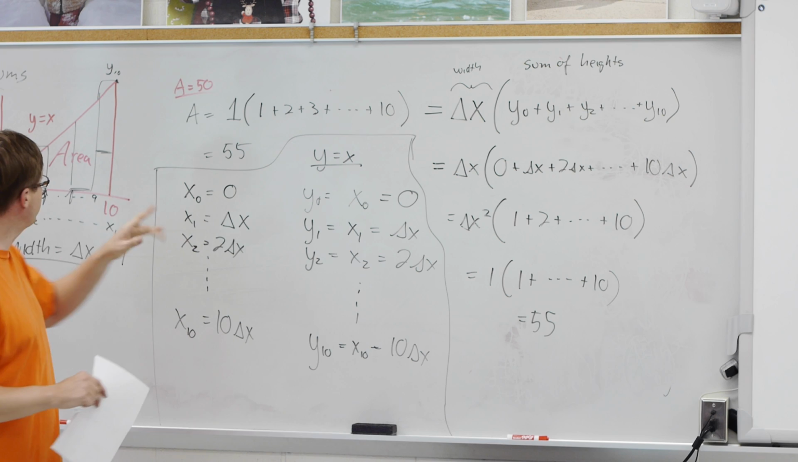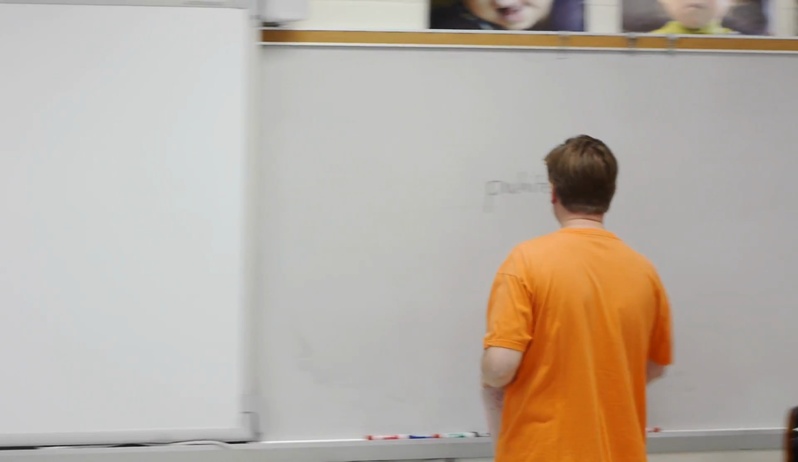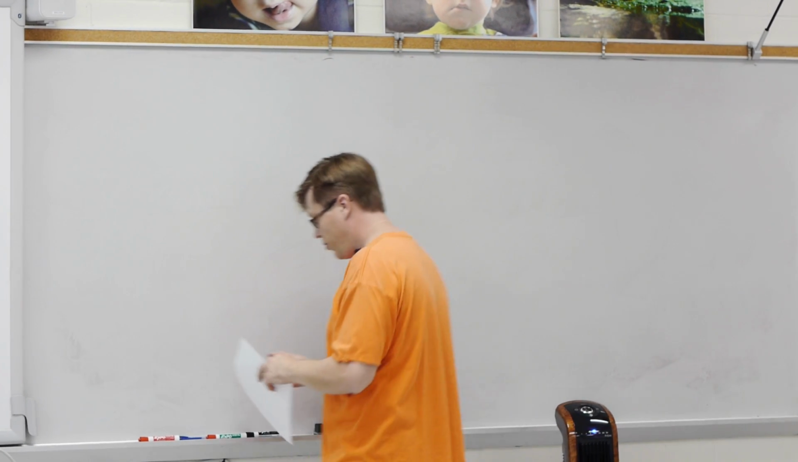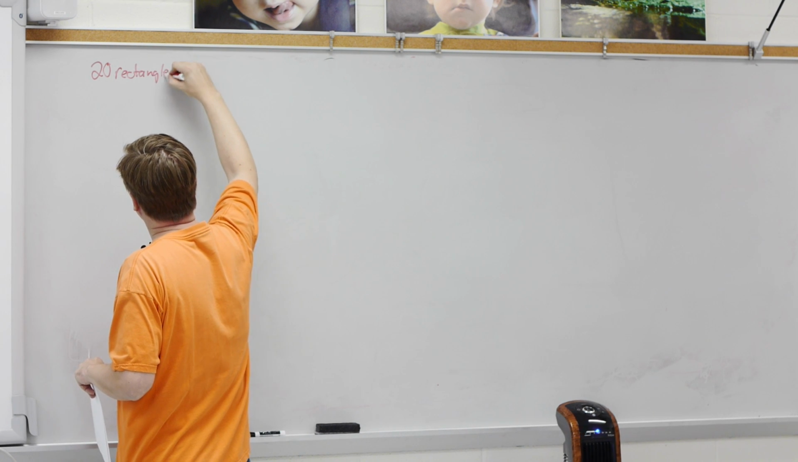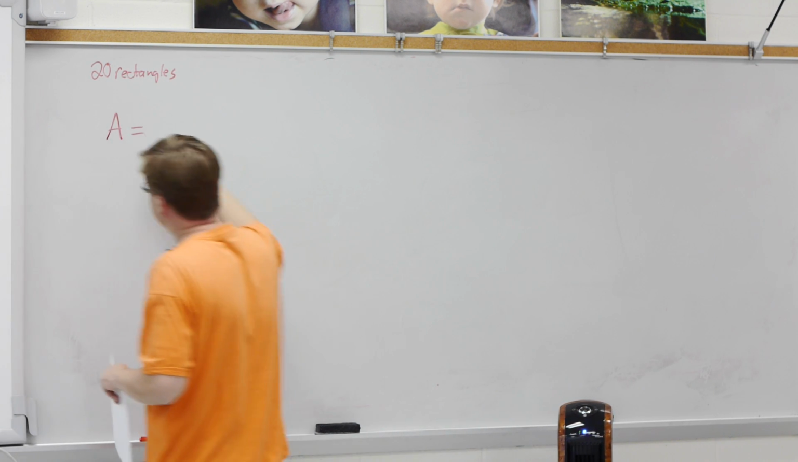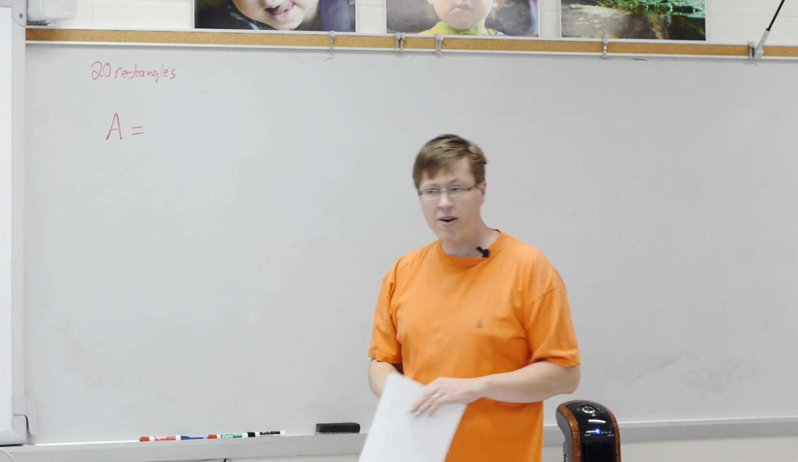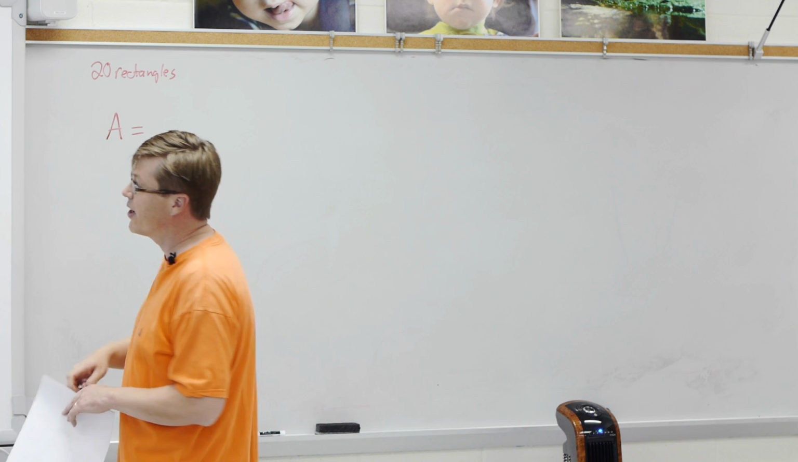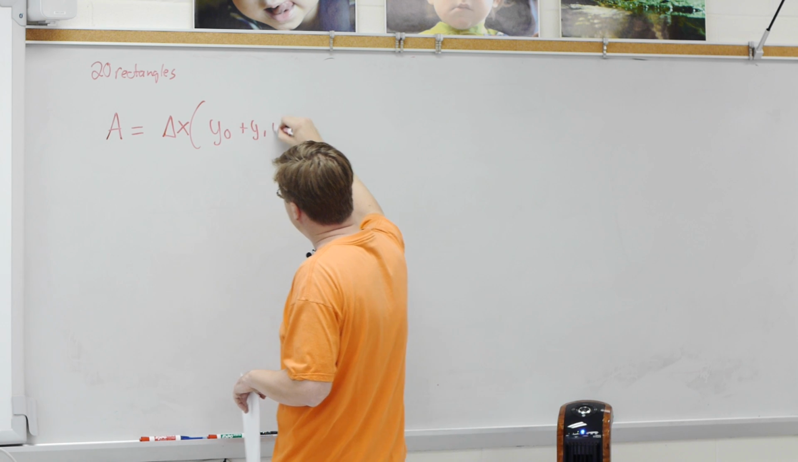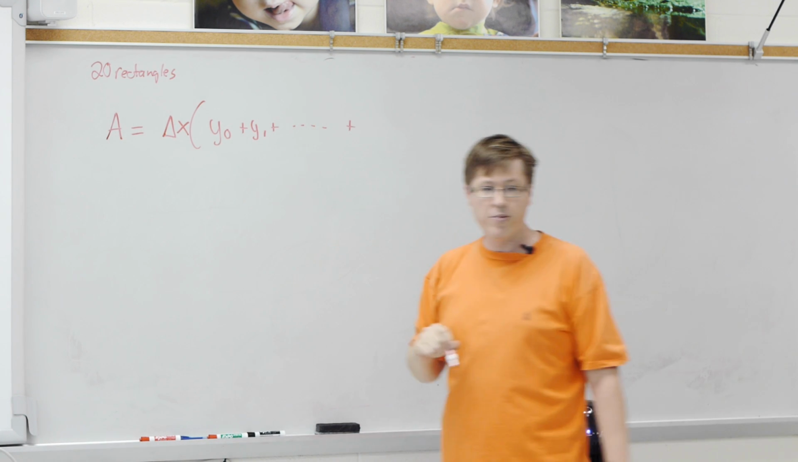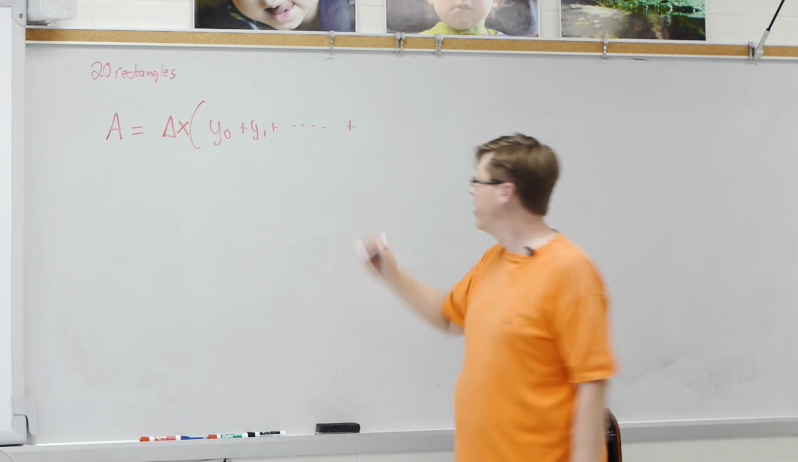All right, so now on the next board, I'm going to do this exact same problem, but with 20 rectangles instead of 10. And I want you to think about what's different. So for 20 rectangles, my area formula that I have over there is delta x times the sum of all the y's. y0 plus y1 all the way up to what? 20, right. Here n is 20. All the way up to y20.